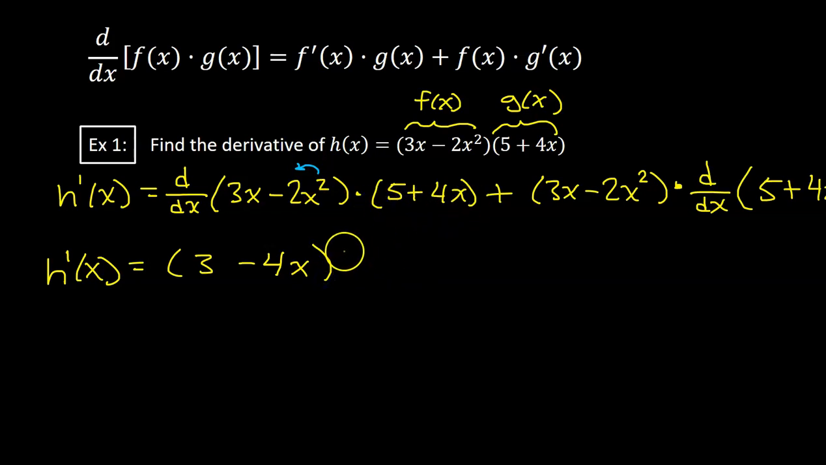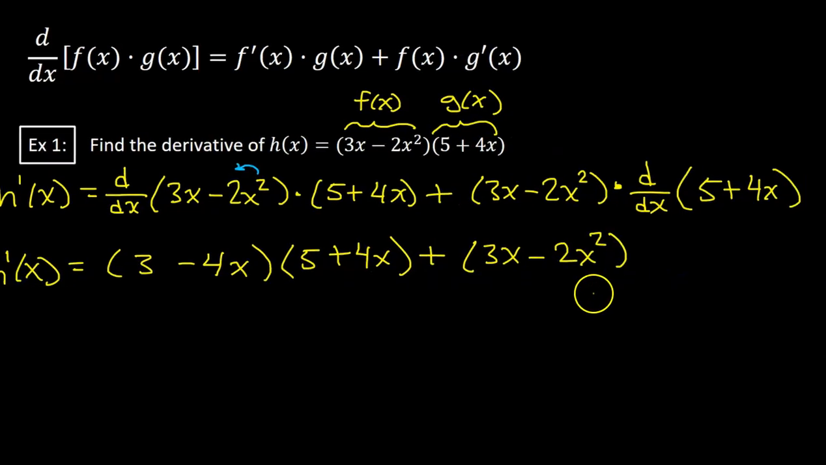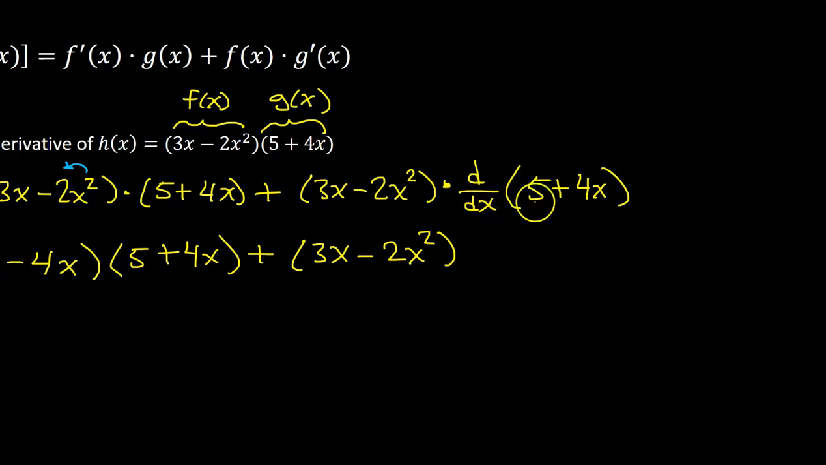Now, I didn't do anything with the second part, so for now I'm just going to leave this as 5 plus 4x. I did not do anything with this part. There's no d dx, so I'm just going to leave this as 3x minus 2x squared. All right, now the d dx tells me to do the derivative of this part. The derivative of a constant is 0, so I will write nothing. The derivative of 4x is just going to be 4. So I'm just going to end up with 4.